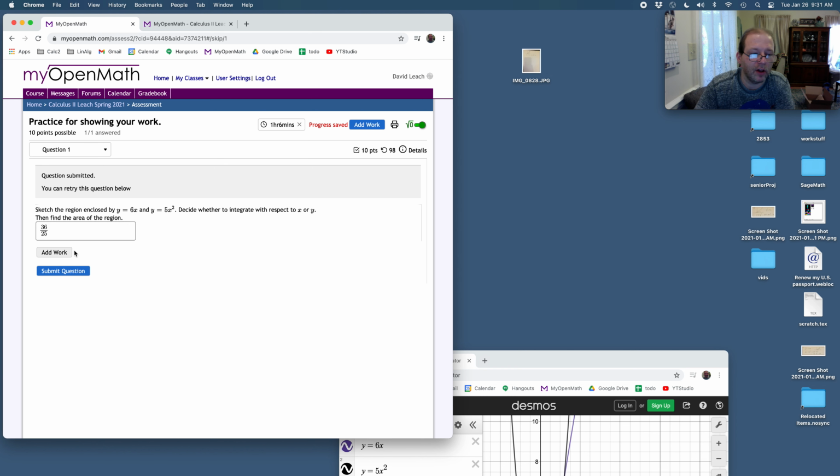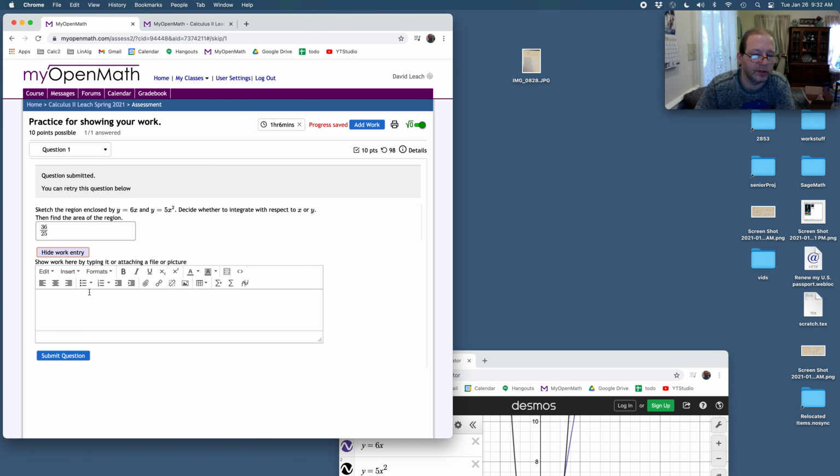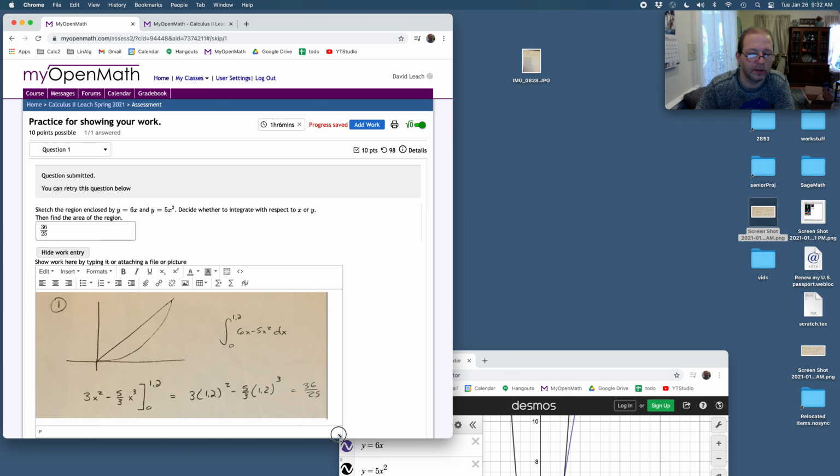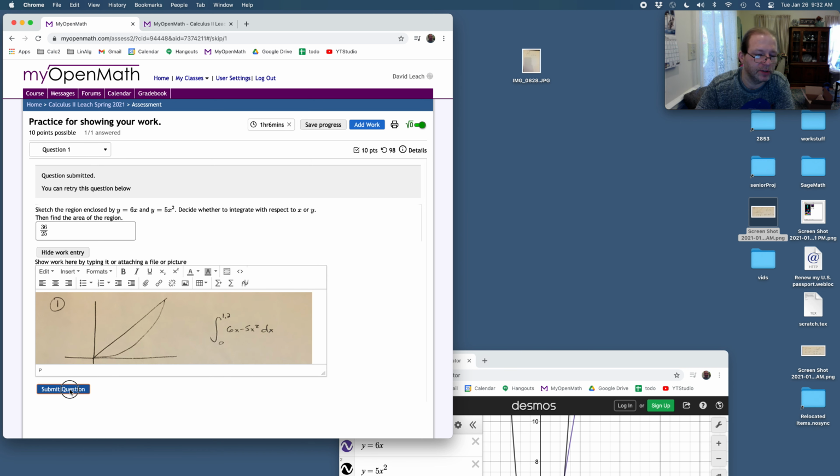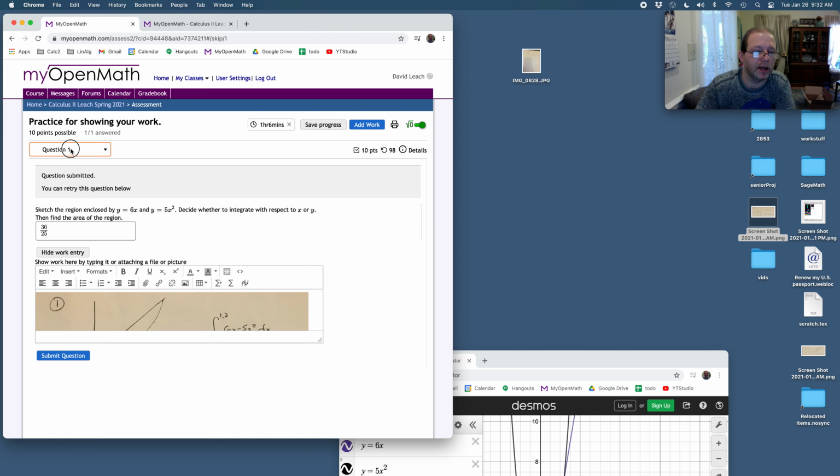And to add it, all I have to do is click Add Work. This window pops up. You can type in there if you want to, or you can just drag the image there. And so that's showing the work. I'm going to hit Submit Question, and I could go on to another problem if there were any, but there aren't, so I'm done. So anyway, that's what you need to do in order to submit your work.